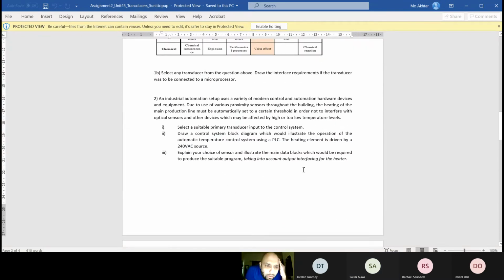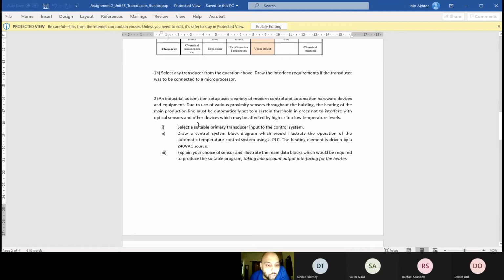An industrial automation setup uses a variety of modern control and automation hardware devices and equipment. Due to use of various proximity sensors throughout the building, the heating of the main production line must be automatically set to a certain threshold in order not to interfere with optical sensors and other devices which may be affected by too high or too low temperatures. You get that in automation environments. The temperature of the factory floor has to be set in such a way that it doesn't interfere with sensors. So you've got to maintain a certain temperature all the time.